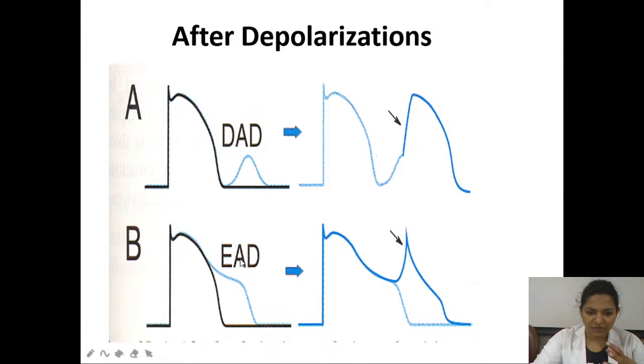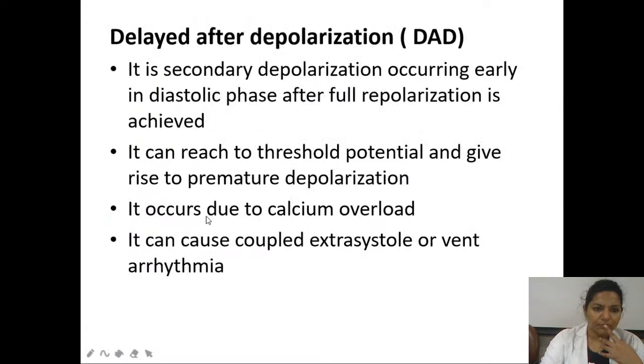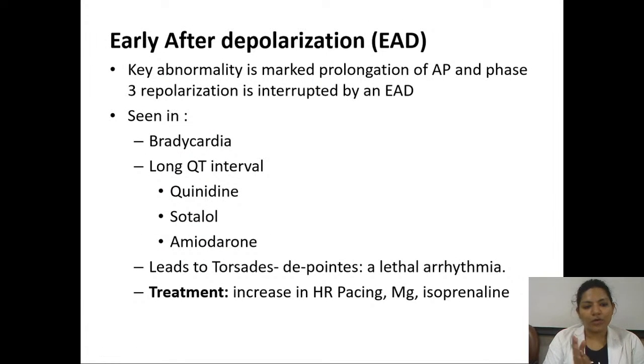So this is early afterdepolarization, and this is late afterdepolarization, right? Now, early afterdepolarization is seen in cases of bradycardia and long QT interval, which might be due to quinidine, sotalol, amiodarone, etc. It might also lead to torsades de pointes, which is a lethal arrhythmia, as we all know. In cases of early afterdepolarization, we can increase the heart rate by pacing, we can give magnesium, and we can give isoprenaline, right?